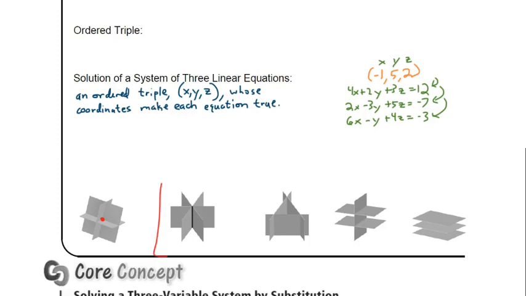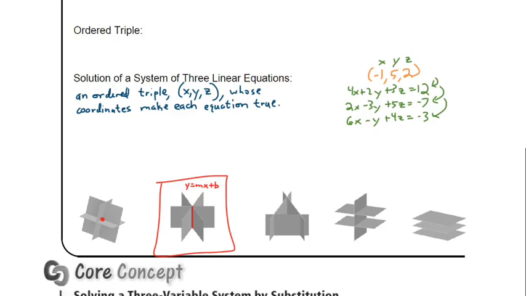Now this one right here, ever so often you get planes that line up. They're not necessarily parallel or perpendicular, but they all go up and down in that fashion, and therefore they cross at a line. So that answer isn't going to be an ordered triple. It is going to be a line, like y equals mx plus b. We'll talk about those in a little bit.